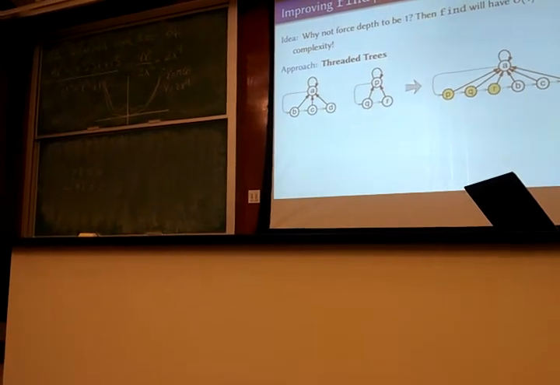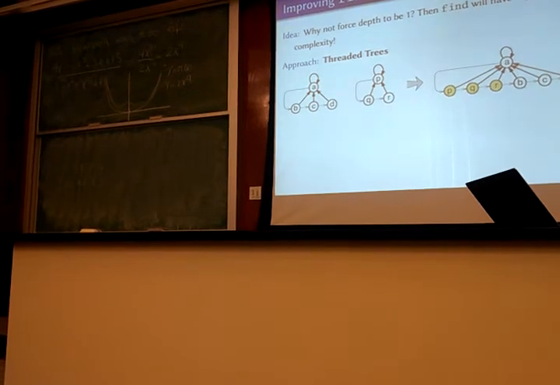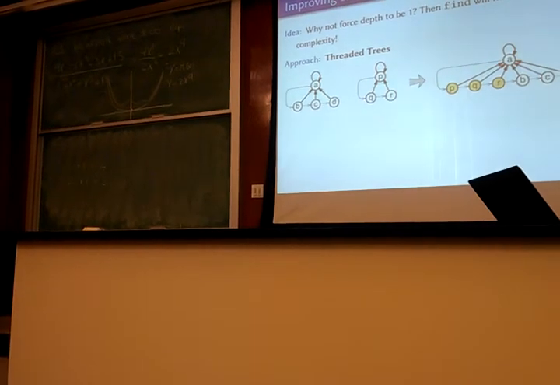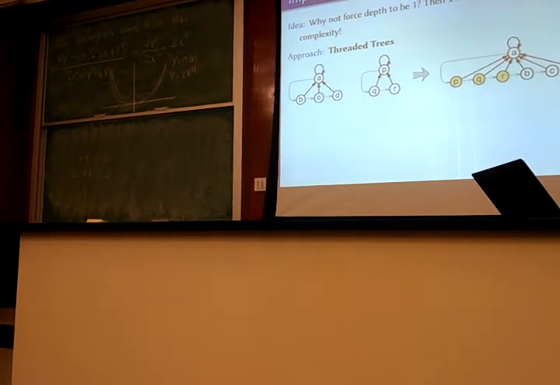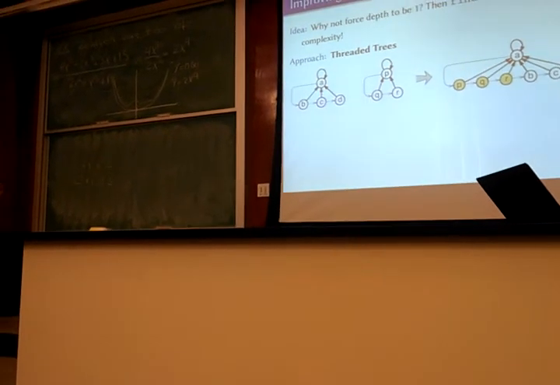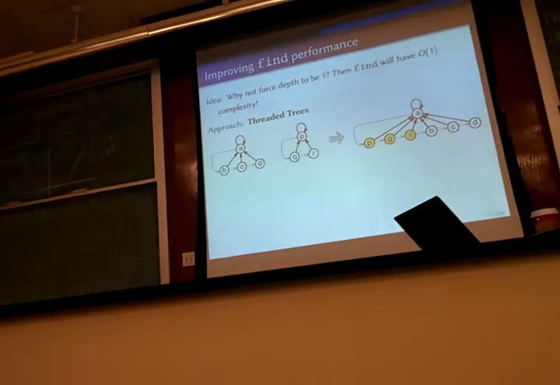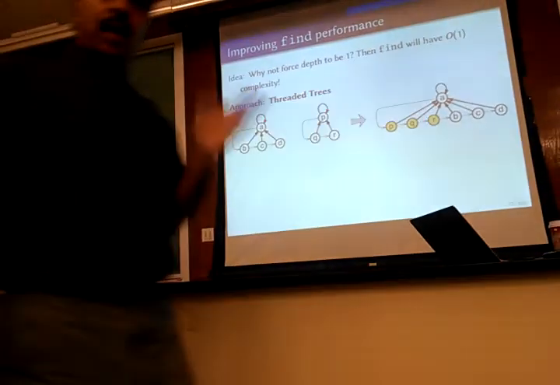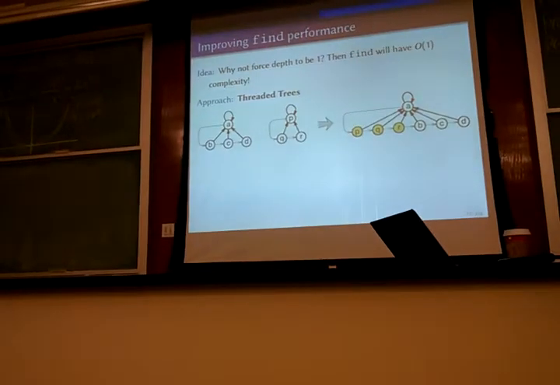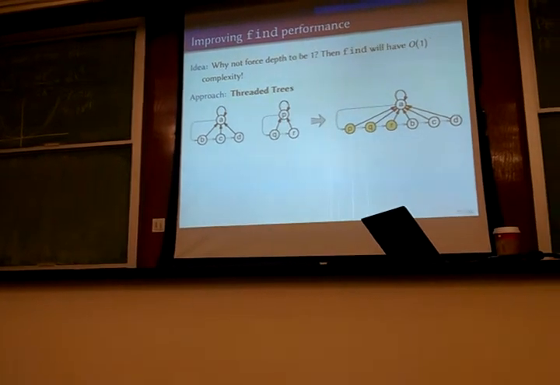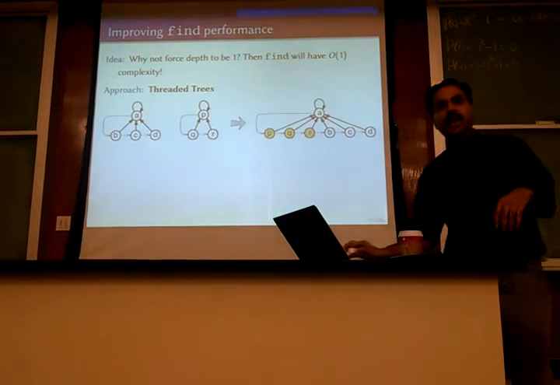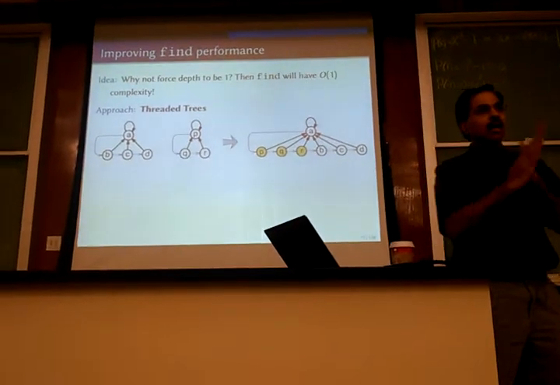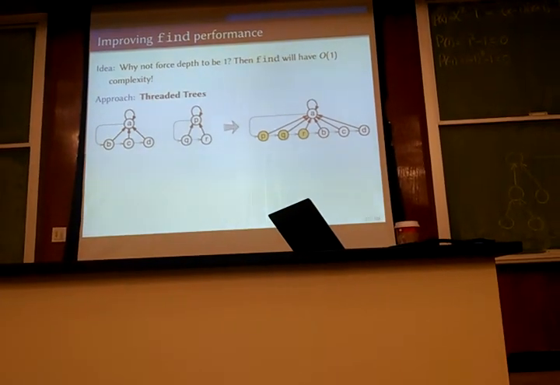So if you keep following this chain, you end up with a sequence 1 plus 2 plus 3 plus up to n, which means that you have n square as the total number of parent pointer updates you do, while ultimately you end up with a set that has n elements. Okay, so if you do this naively, then just the unions can cost you order n per operation.